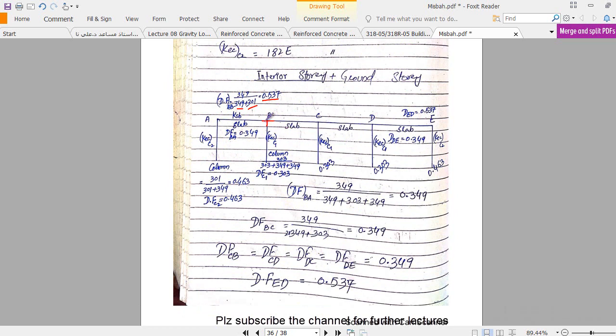So the distribution factor for the BA span will be this one. For this C1 column, the distribution factor will be this one, and for BC, the distribution factor will be changed. That will be the KSB of this one divided by KSB of this one plus KSB of this one.